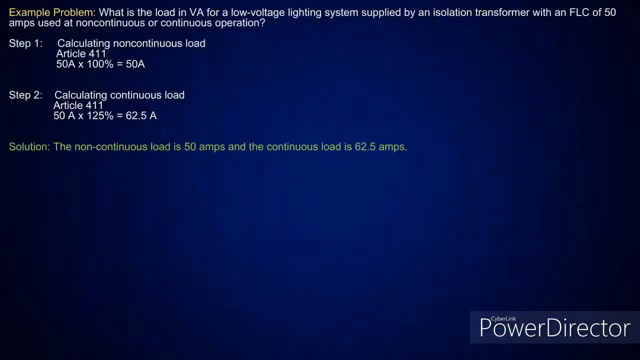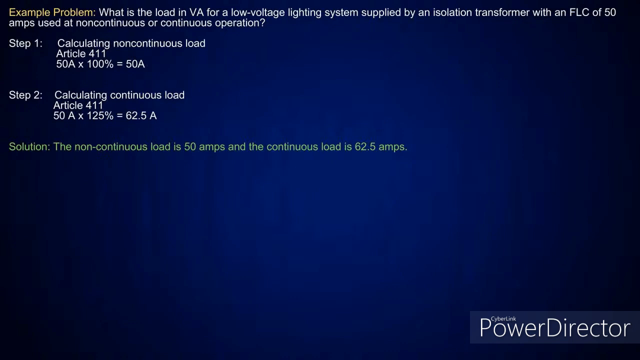Okay. Then the next load we're going to get into is low voltage lighting. And this is just simple. Whatever the full load current is for that low voltage lighting system, just take it at 100% or 125%. It's simple. So for non-continuous, 50 amps. If it's continuous, take it at 125%. That's as easy as it's going to get, because you're going to be looking at the low voltage lighting system that is supplied by what?